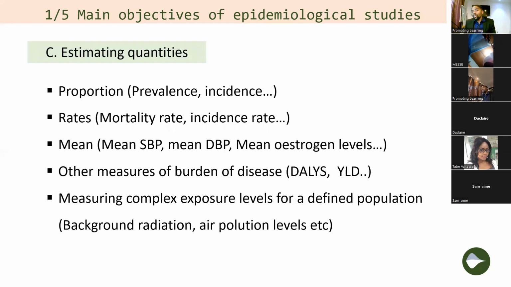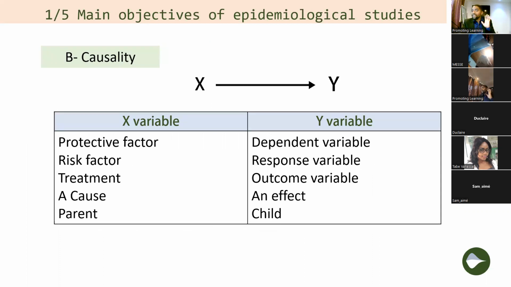Another objective, which is very common and very important, because you cannot do public health if you cannot estimate quantities. So you might want to estimate a proportion, that is a prevalence and incidence, which is not an effect size, because when you have an association, an odds ratio, a risk ratio, all these things are what they call effect sizes. That is the size of the effect of X on Y.